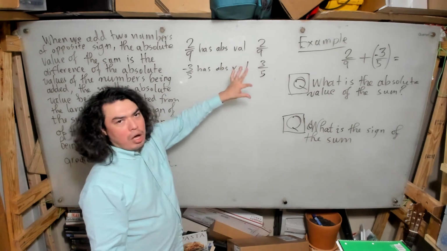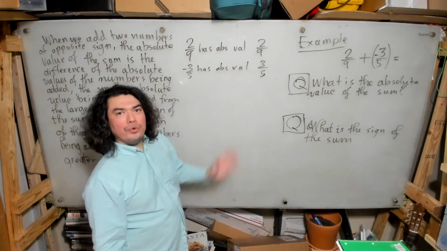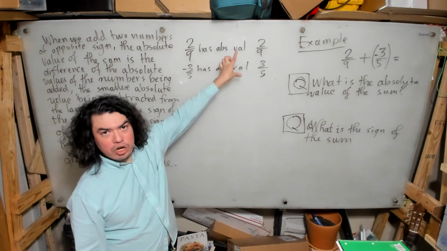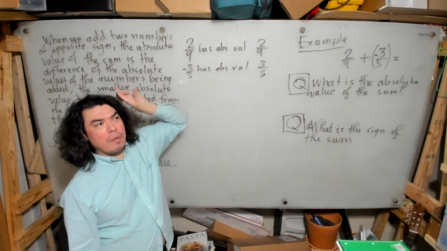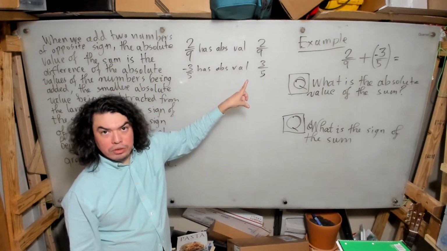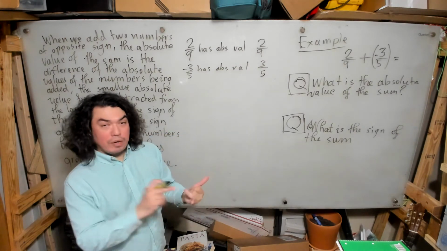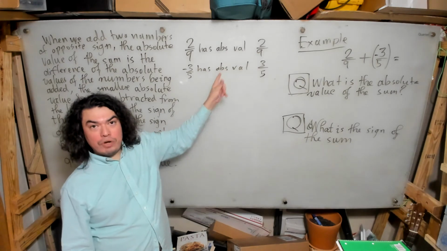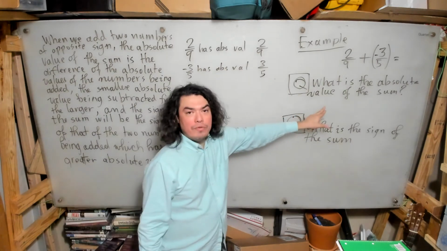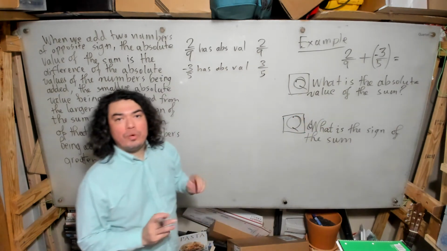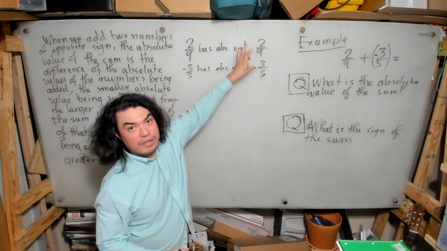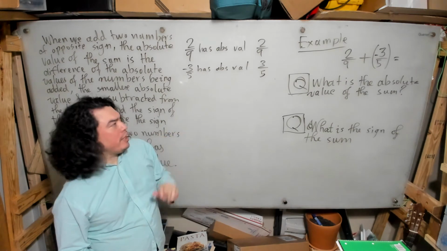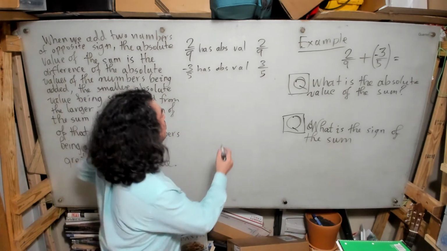Now, obviously, from the previous example, you already know what we're going to have to do. We're going to have to find fractions that are equivalent to these, but which have the same denominator, so that we can, first of all, compare them, so that we can figure out which to subtract from which to get the absolute value of the sum, and then, of course, which of these absolute values is bigger, so we can figure out what sign to assign to the sum. So let's do that together.